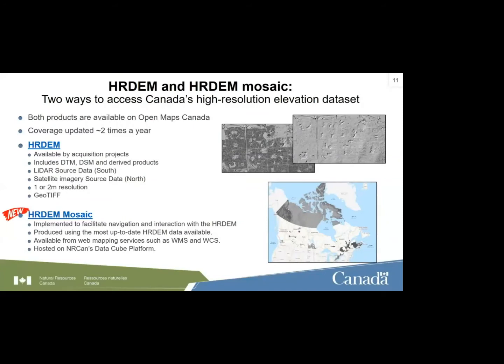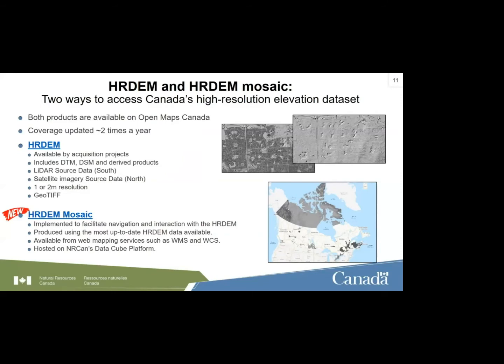There are currently 2 ways to access the high-resolution elevation data. The first product is the high-resolution digital elevation model. So this is what we call the HRDEM. Essentially, the data includes digital terrain model, digital surface model, and other derived products such as slope maps, hillshade, and Aztec maps. The data is distributed by acquisition projects in GeoTIFF.